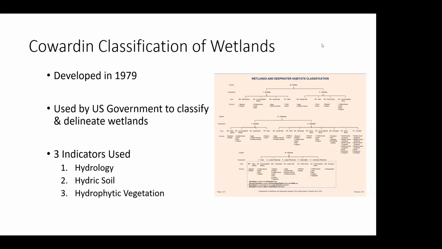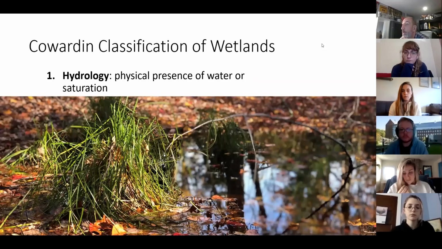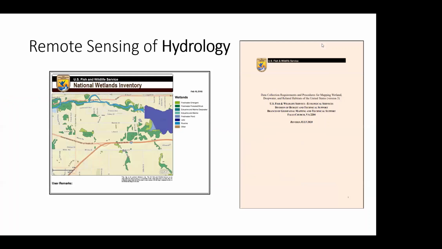So I went through and figured out ways that we use remote sensing to find each one of these three indicators. Starting with hydrology, that's the easiest one. That's literally just the presence of water. And so in order to understand how we use remote sensing to find the presence of water, I looked at the National Wetlands Inventory, which does exactly that.